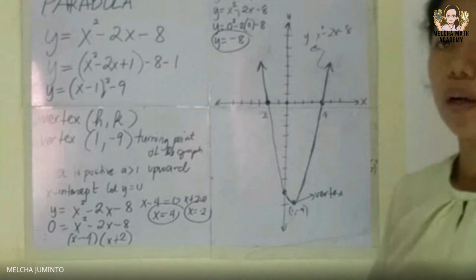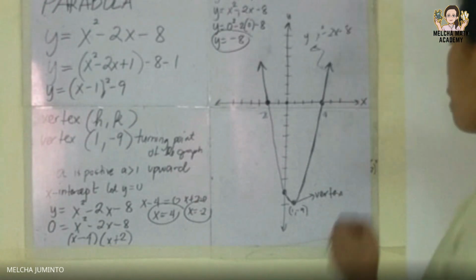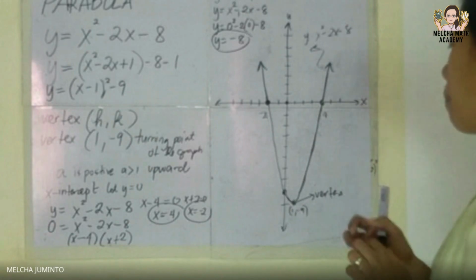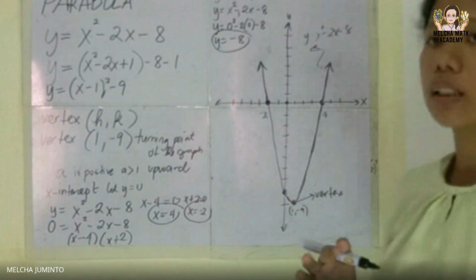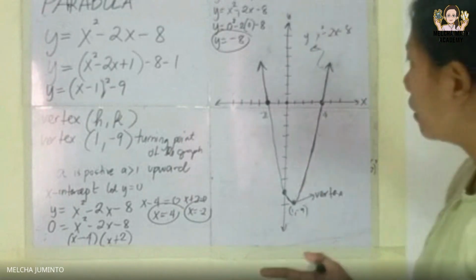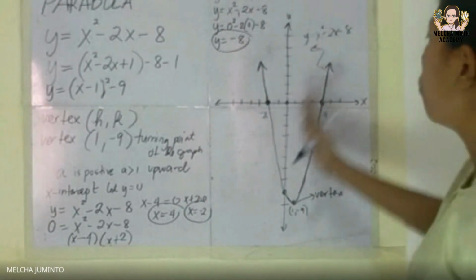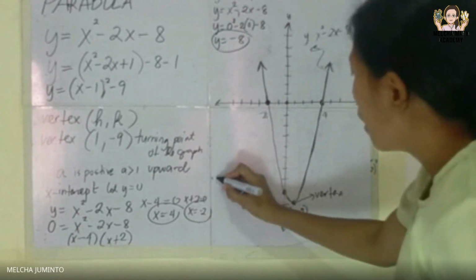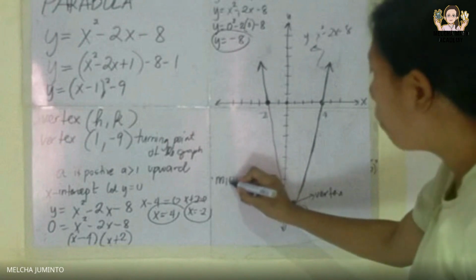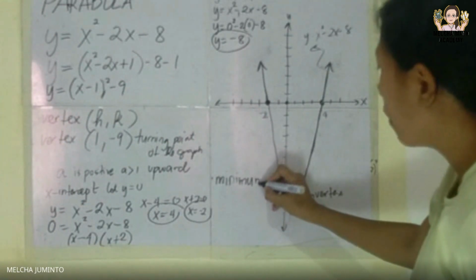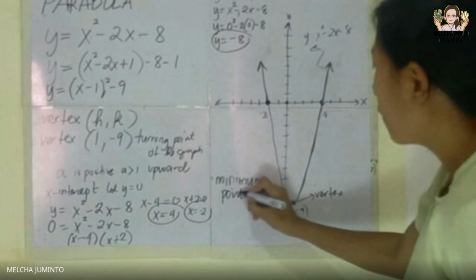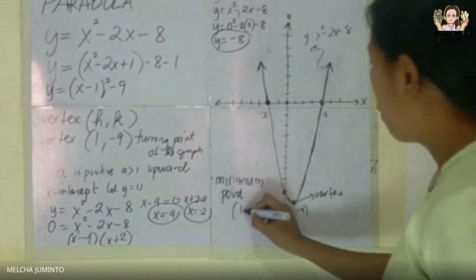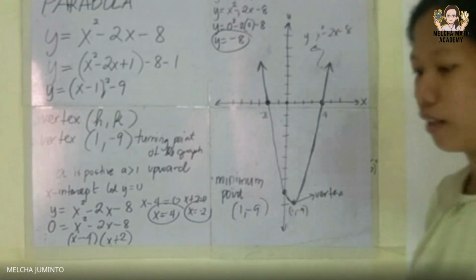It opens upward because a is positive. Those are the x-intercepts, the vertex, and the y-intercept. There is no maximum point because the graph extends infinitely upward. But there is a minimum. Take note that if the graph opens upward, there is no maximum point, but there is a minimum point. The minimum point is the vertex itself. In this case, (1, negative 9).